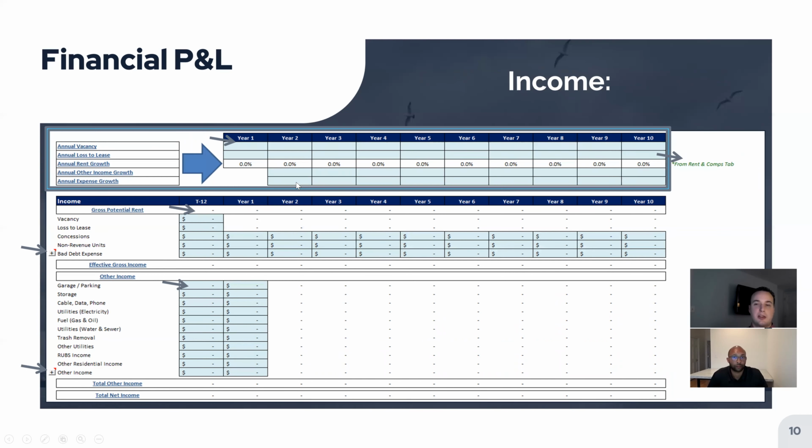And then in the expense growth section, it's the same idea, right? So how quickly do you think your expenses are growing? So, typically you want to take inflation and your area into account when you're coming up with those growth rates.